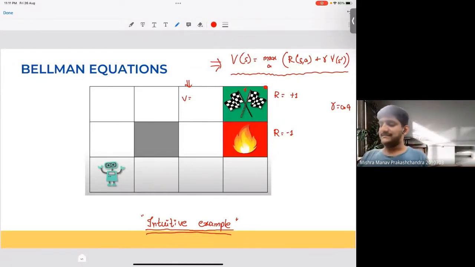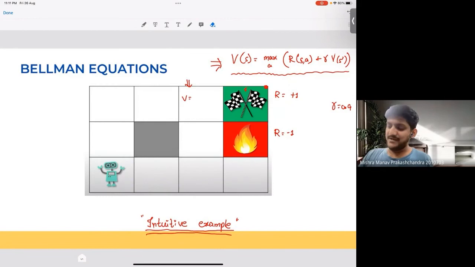Otherwise, I get a reward of 0. But if I take the next action, I get a value function of 1, and I multiply it with the discounting factor 0.9. So at this state, the maximum possible value function that I have would be 0.9. This is based on this equation that I have over here.